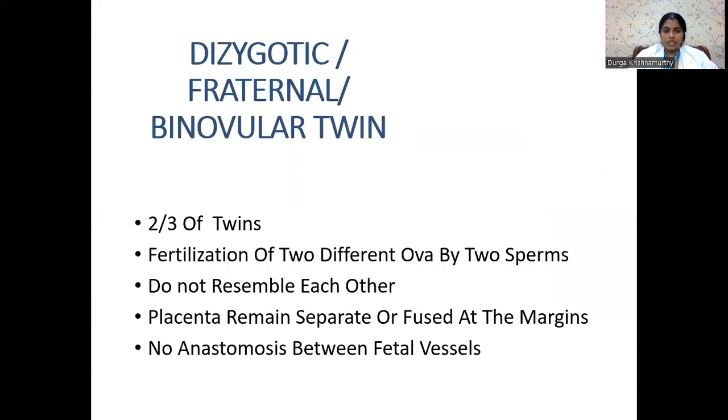Now we shall go into what we mean by dizygotic twins or fraternal twins, otherwise called biovular twins. The commonest one, as I told you, dizygotic means two different zygotes, correct? Two-thirds of the twins are dizygotic twins. Here, fertilization of two different ova takes place by two different sperms. Hence, the two babies do not resemble each other. The placenta remains separate or sometimes fused at the margins, and there is no anastomosis or abnormal communication between the fetal vessels.